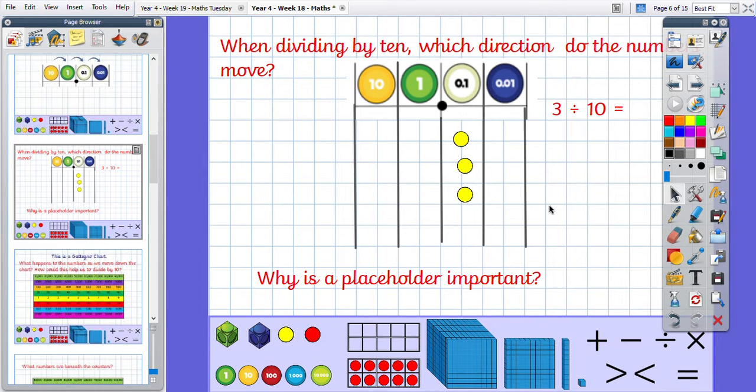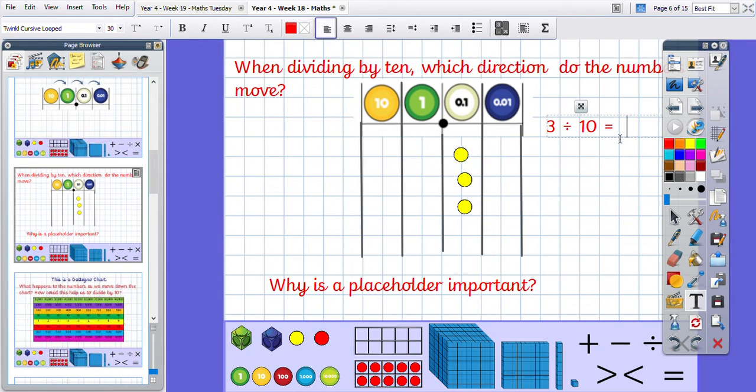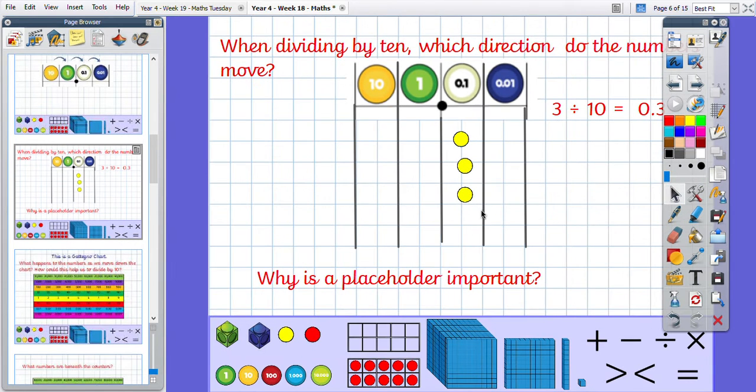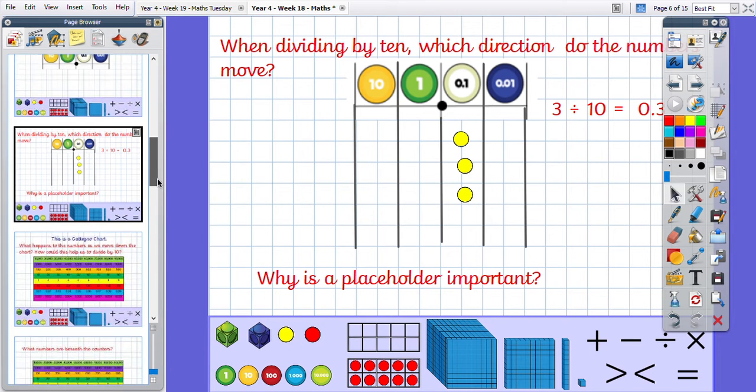So I can now see that I have no ones. I'll put my decimal point in, remembering that my decimal point never moves. The numbers move around it. The decimal point does not move. But I have 3 tenths. Why is my placeholder important? My placeholder here in my ones column is to show that I have nothing left there.